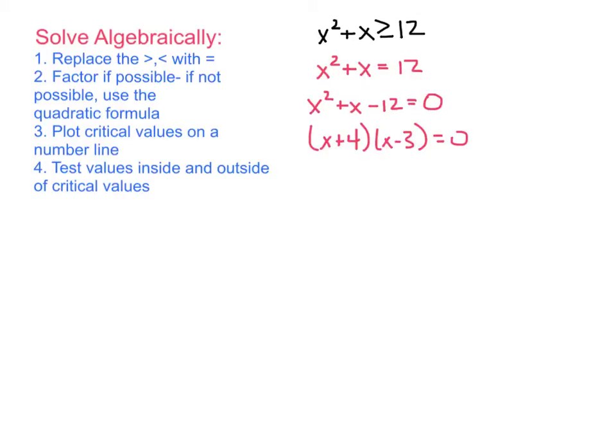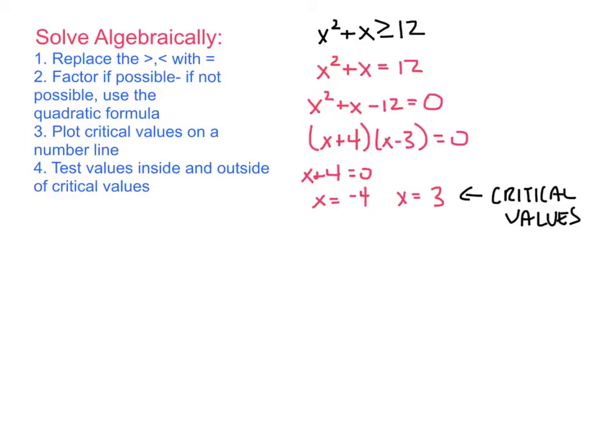To solve, I set each of these things equal to 0. If x plus 4 equals 0, what does x equal? Yeah. And if x minus 3 equals 0, then x equals 3. Okay, so these are my critical values. My next step is going to be to plot those critical values on a number line. So here's a number line, negative 4 and 3.